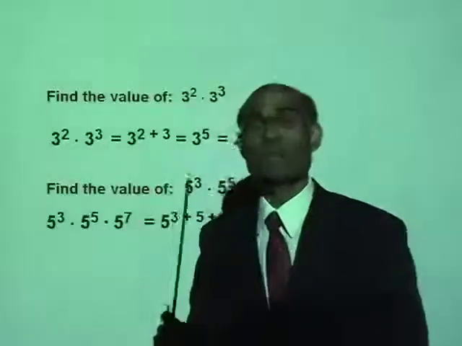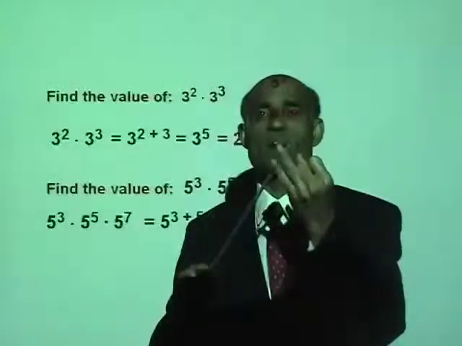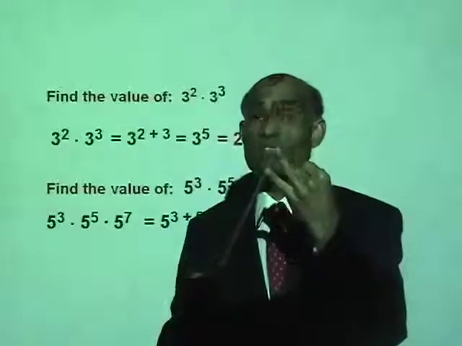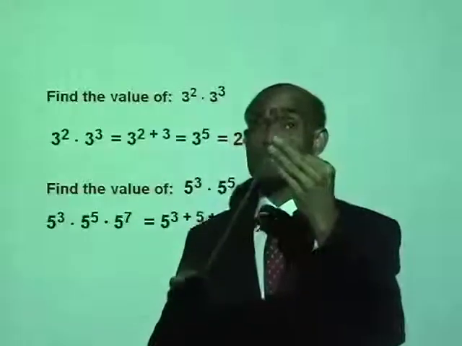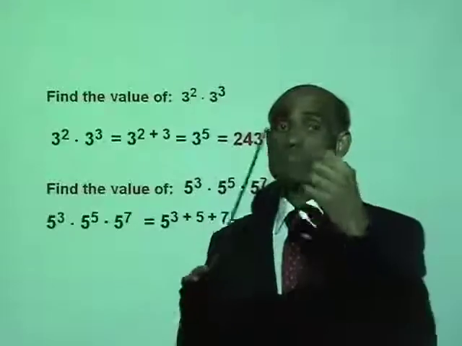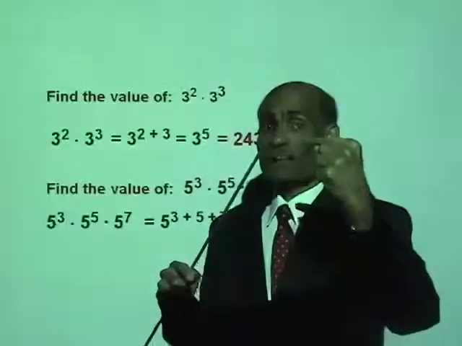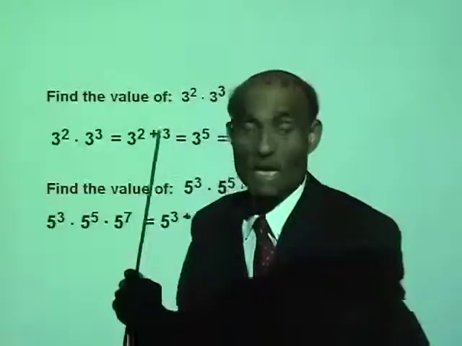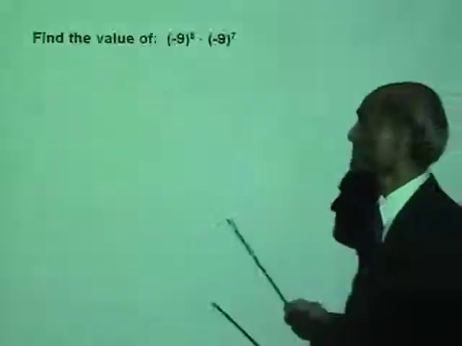Can you tell me that? What is 5 to the power of 3? 5 times 5 times 5. 5 times 5 is 25. 25 times 5 is 125. What is 5 to the power of 4? 125 times 5 is 625. Okay, those simple numbers you must know.